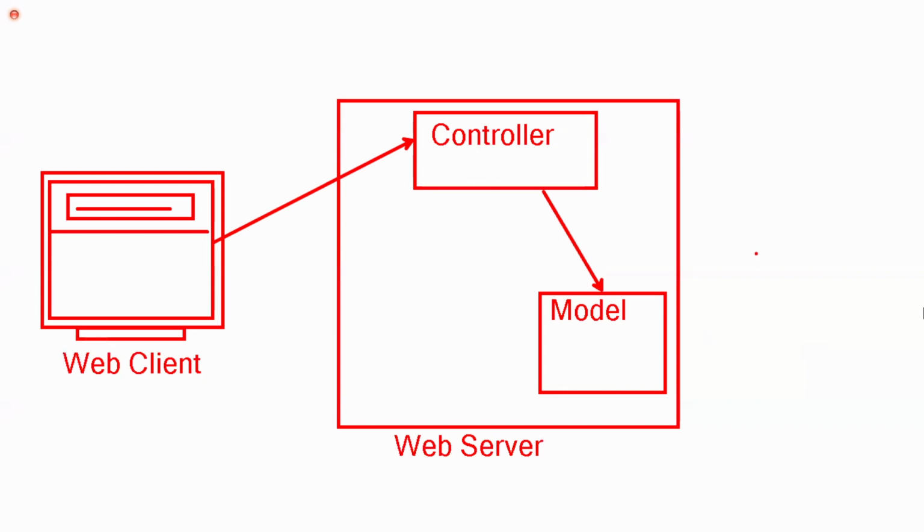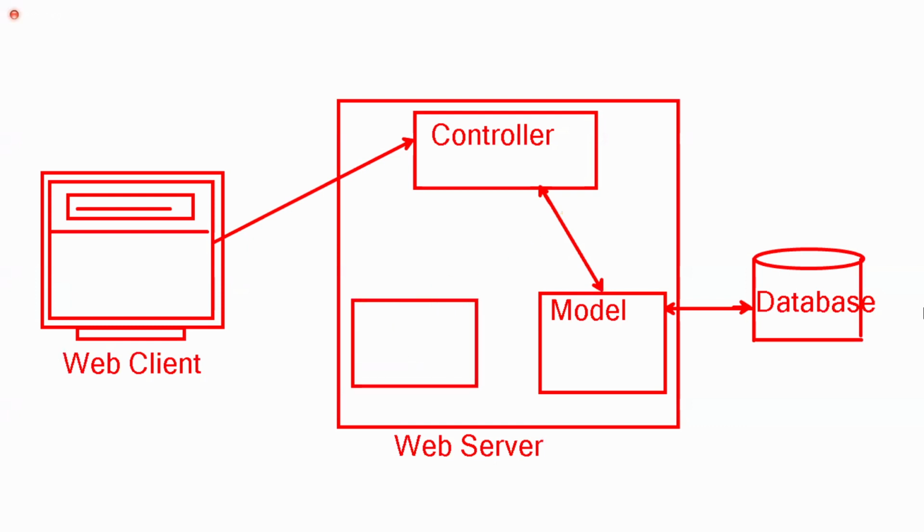This model communicates with the database, and it will get the data. The data is handed over again to the controller. The controller will send it to JSP. For presentation purpose, JSP is better, like a view. And this will send the response to the browser.